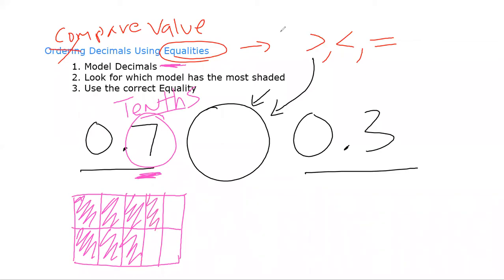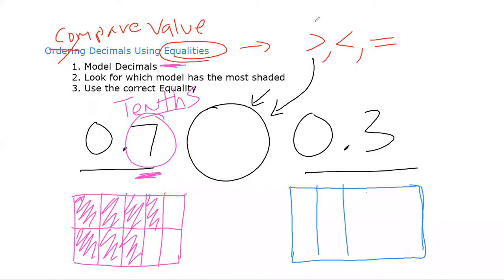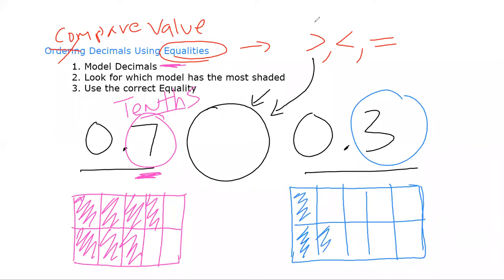Okay. Now we're going to take our second number and model that. And again, we want to create a model that's really close to the same size. That way we can really compare things, right? The size of the model does not change the value. Remember that. I keep talking about that. But we do want to make sure that when we model, our models are pretty similar in size so that we can really see. So this one is 3/10.